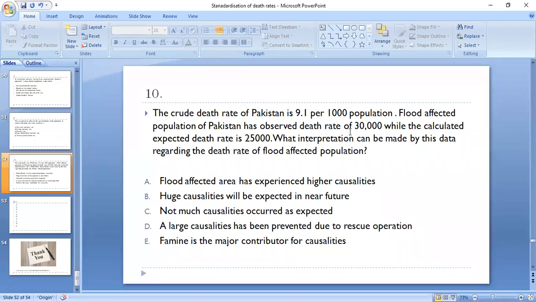So how will you interpret this data? The interpretation needs the standardized mortality ratio. To calculate the standardized mortality ratio, we put the observed deaths, that is 30,000, in the numerator, and the expected deaths, that is 25,000, in the denominator, and this comes out to be about 120%. So we interpret that there is 20% higher casualty in the flood affected area. So A is the correct option.